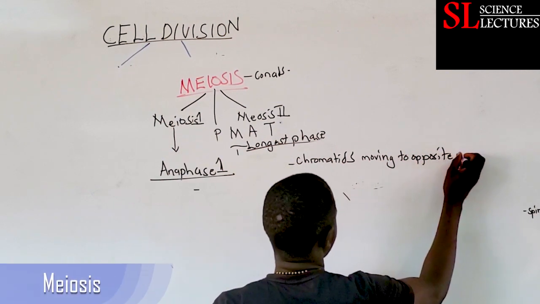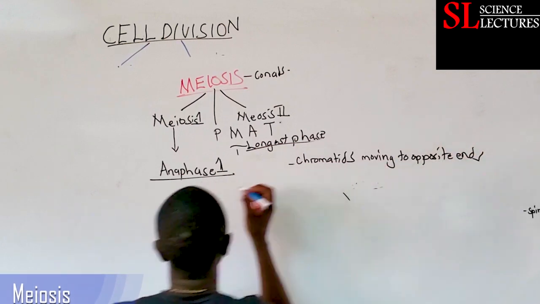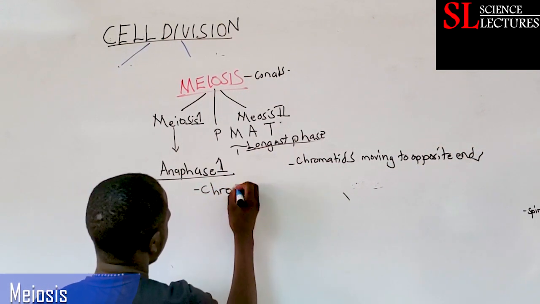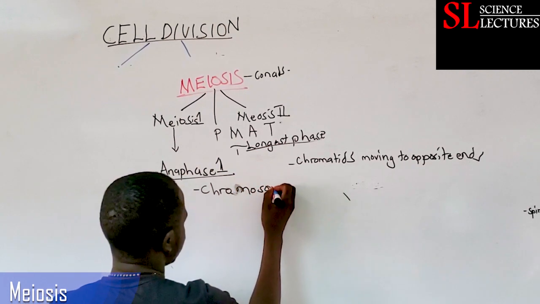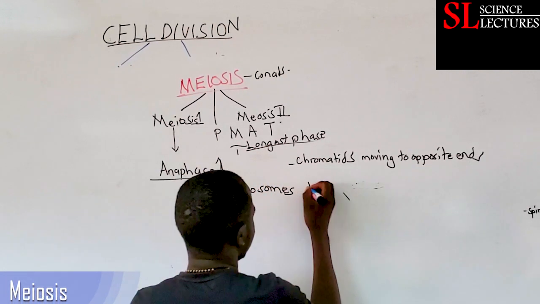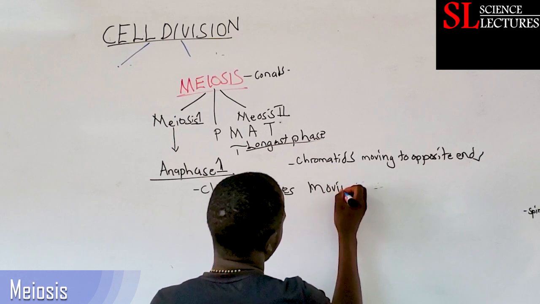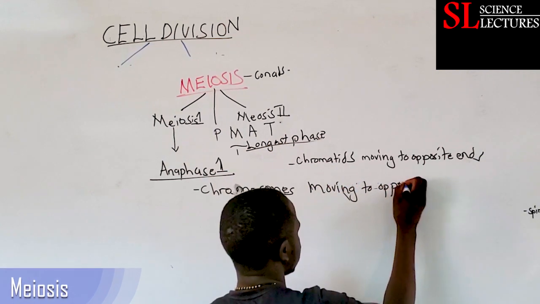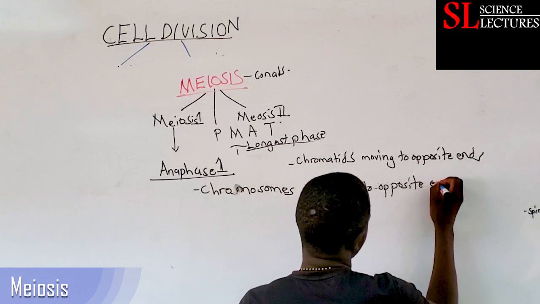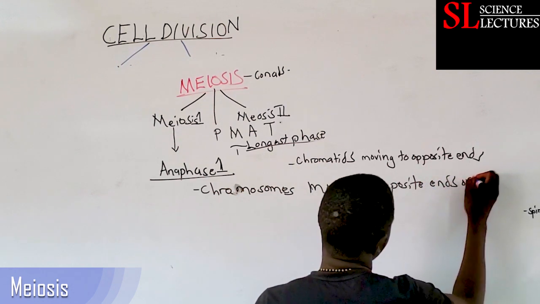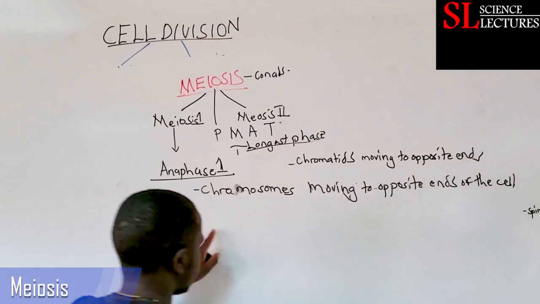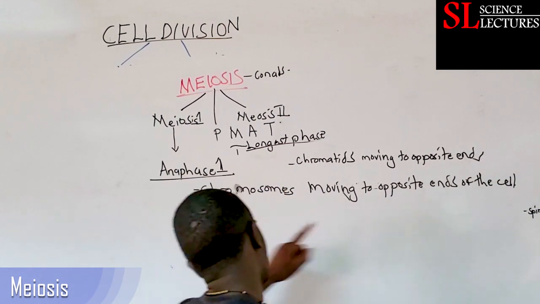Instead of having chromatids moving to opposite ends, we shall have individual chromosomes moving to opposite ends of the cell.